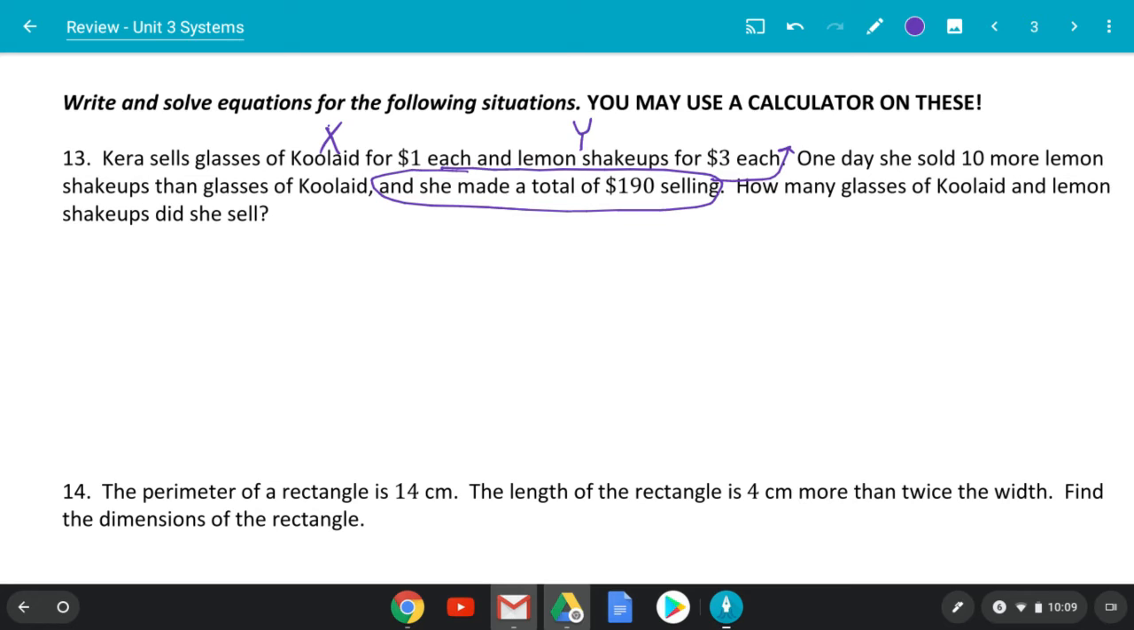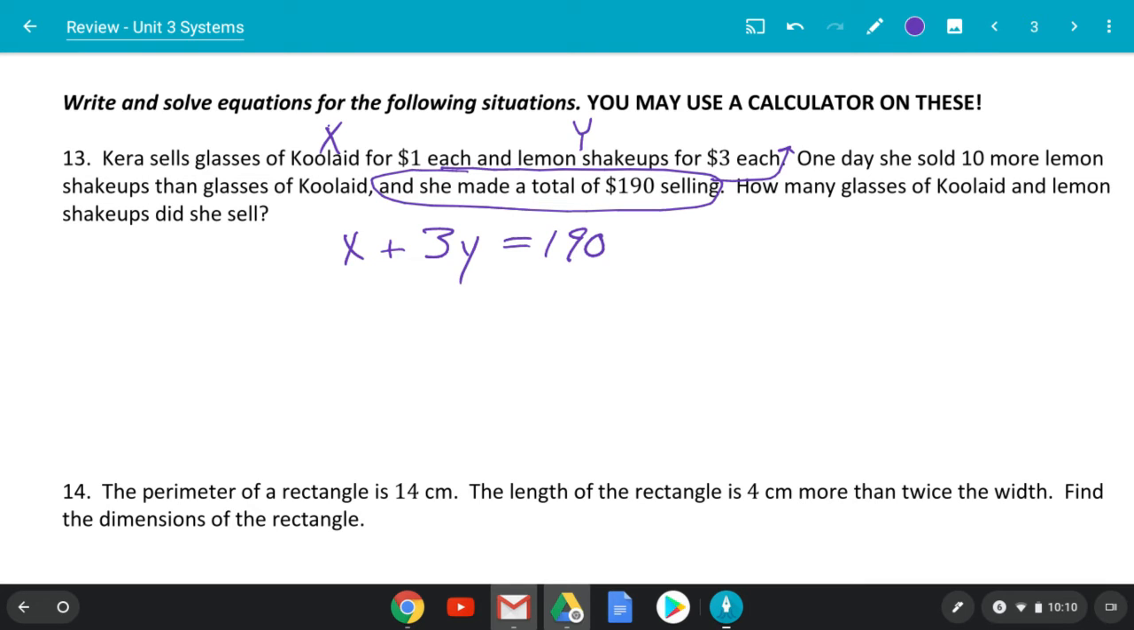Let me reread the first sentence. Kara sells glasses of Kool-Aid for $1 each and lemon shake-ups for $3 each, and she made a total of $190. Doesn't that make more sense? So I'd have 1x, or just x, plus 3y. Why 3y? Because I don't know how many lemon shake-ups she sold, but I know she got $3 per, right? So that means I multiply. And if I add those two amounts together, I would get $190. There's my first equation.